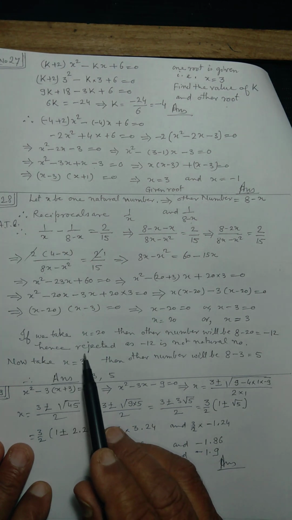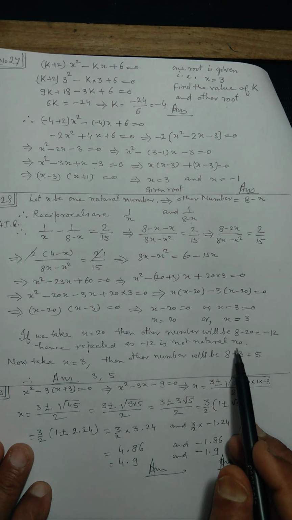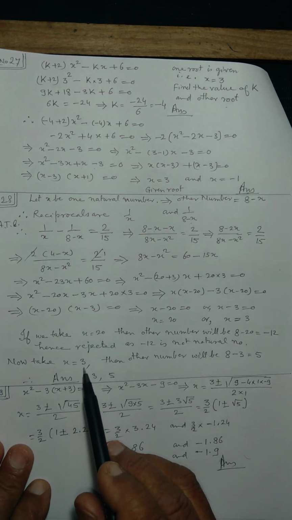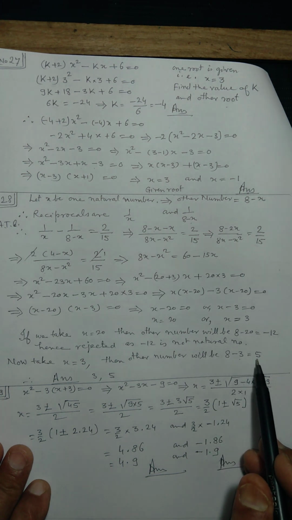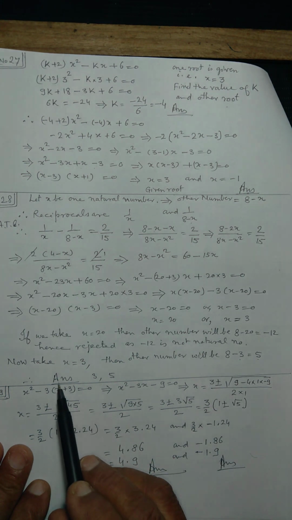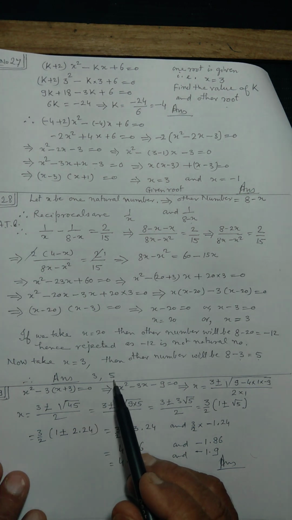Hence rejected, as minus 12 is not a natural number. Now take x equal to 3. Then the other number will be 8 minus 3, that is equal to 5. Therefore, the answer is 3 and 5. These are the two natural numbers.